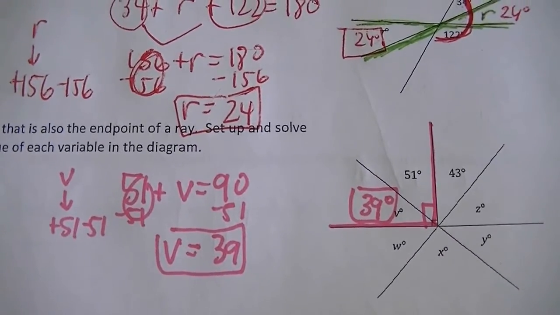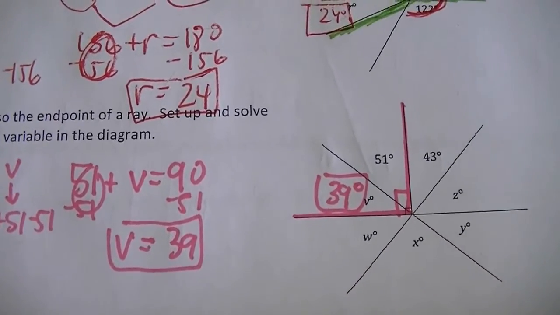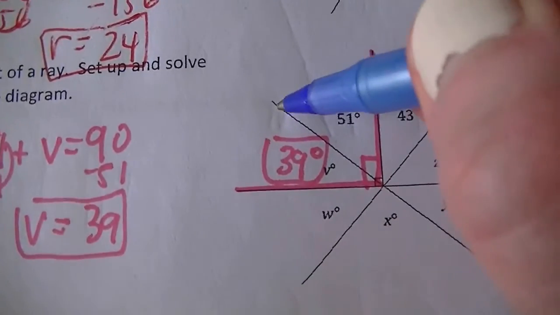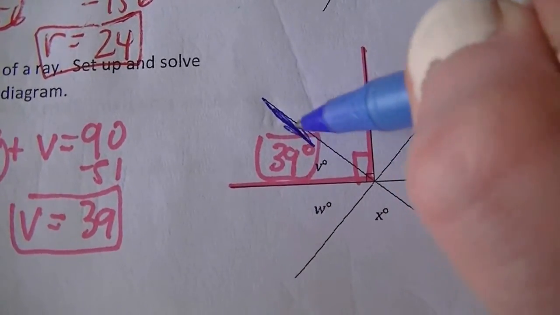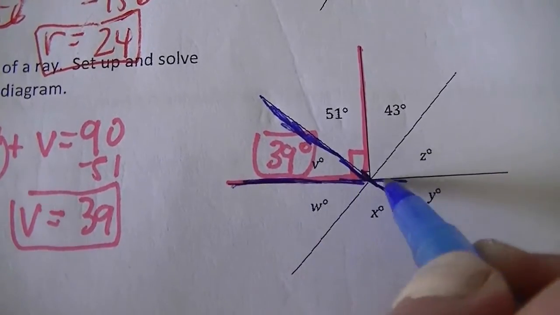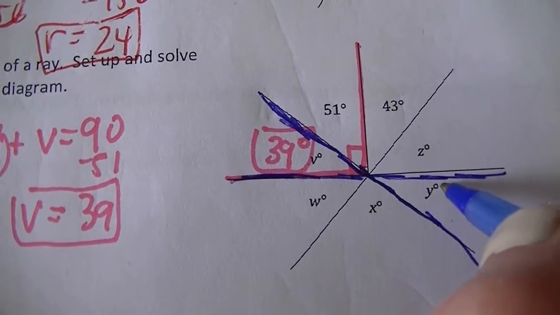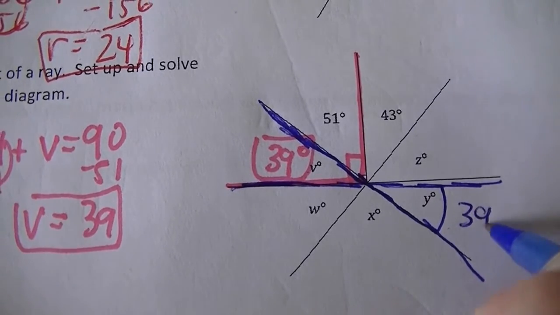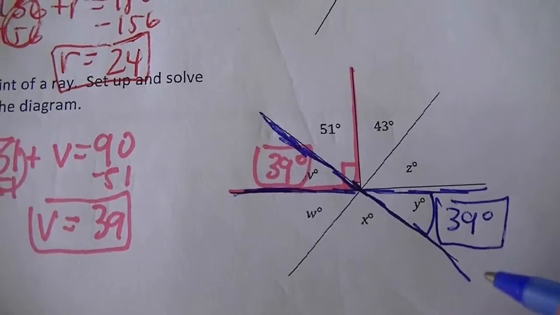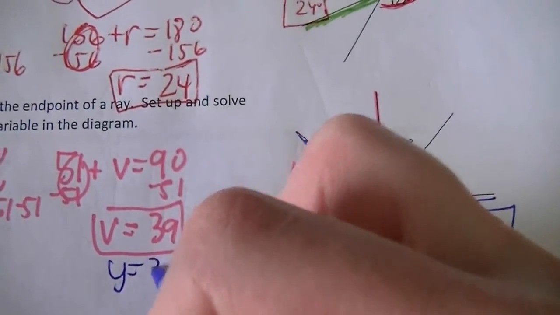Okay, now I'm going to see if anything is vertical to that V, because you know vertical angles are congruent to each other. They're going to have the same degrees. So V, go straight, straight. Oh, so if V is 39 degrees, what do you think Y is? Y is also 39 degrees. And I don't have to do any math behind that because of the relationship that we know with vertical angles. Vertical angles are always congruent. So we got Y is equal to 39.